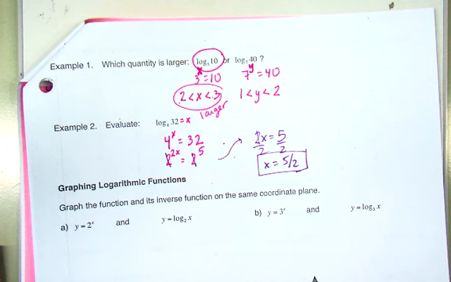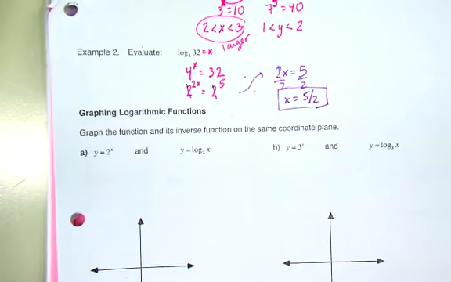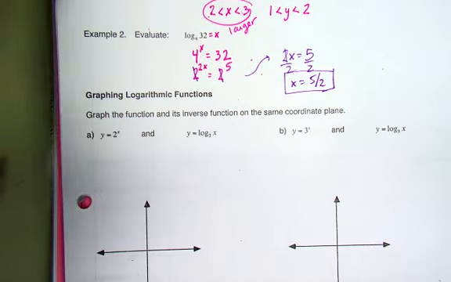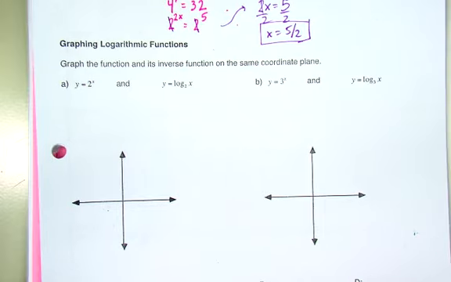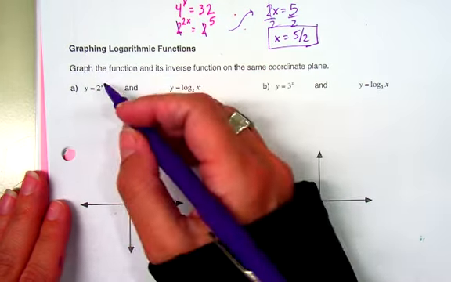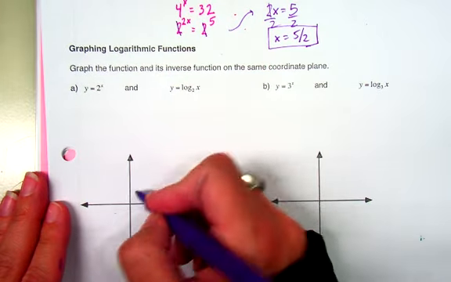Okay, here's part 2, graphing the logarithmic functions. What we're going to have you do is graph both the exponential, which we know how to graph because we just did those yesterday, as well as its inverse on the same graph. So let's start with y equals 2 to the x.